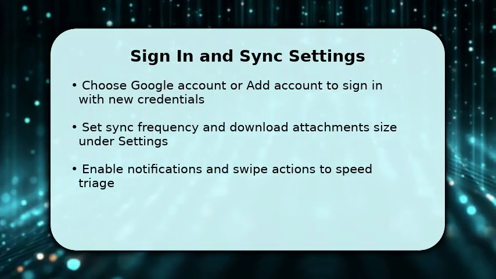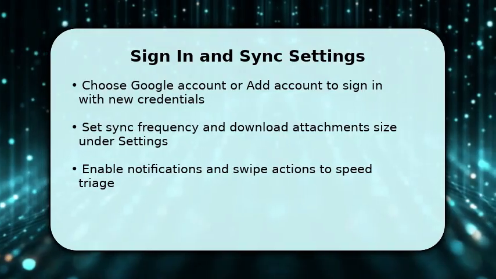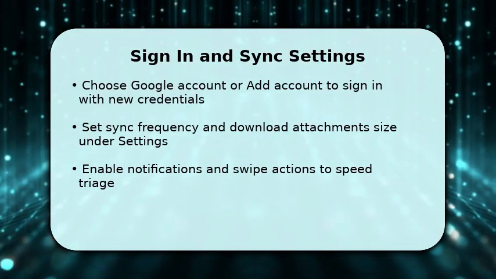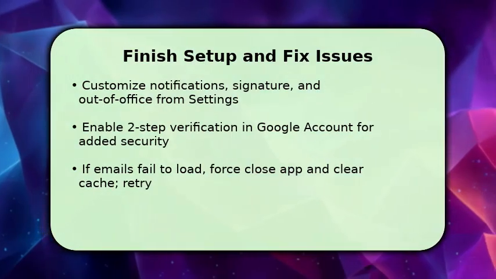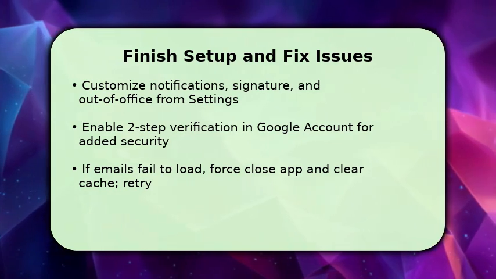Make sure labels and priority inbox are configured so important mail appears first. These steps balance speed and battery life while keeping mail. You finish by customizing signatures, notification tones, and out-of-office replies so your account behaves how you want.